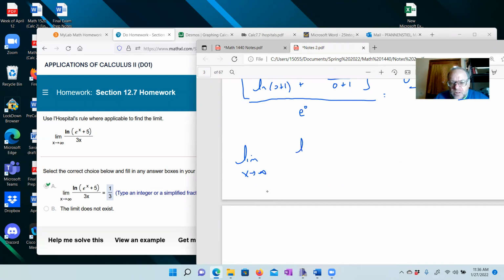So we have the natural log of e to the x plus 5 divided by 3x. Put in your favorite biggest number if you wanted to kind of check this, okay? Like 1,000,000. Better yet, Avogadro's number, right? 6.02 times 10 to the 23rd. Put that in and see what happens.